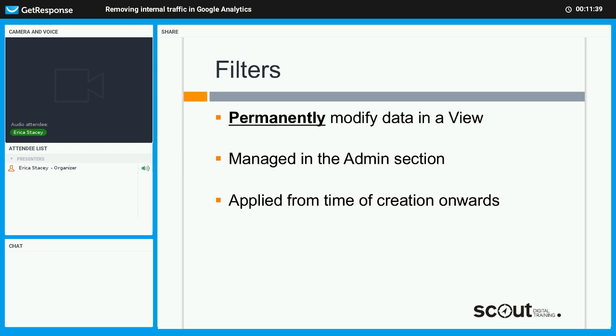Filters are managed in the admin section as well within each specific view, and they're also applied from the time that they are created onwards. So today we're going to be looking at setting up a filter that removes internal traffic, but it's only going to be able to remove that traffic from today onwards. So again, if this is something you're interested in doing for your organisation, it's important to do it as soon as possible, and keep in mind that you're not going to be able to have that understanding in retrospect of how much traffic was actually coming to your website internally.